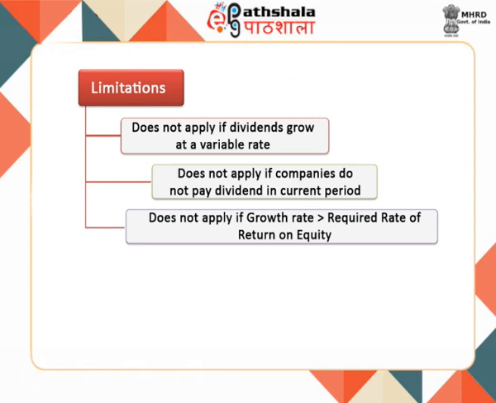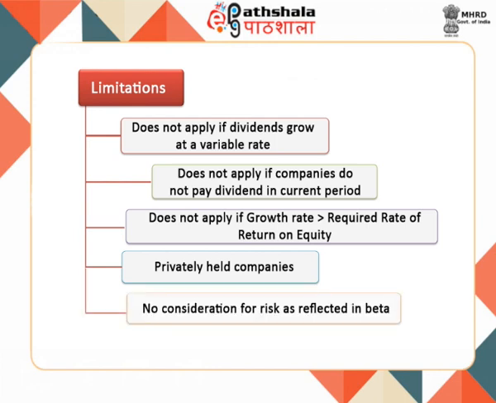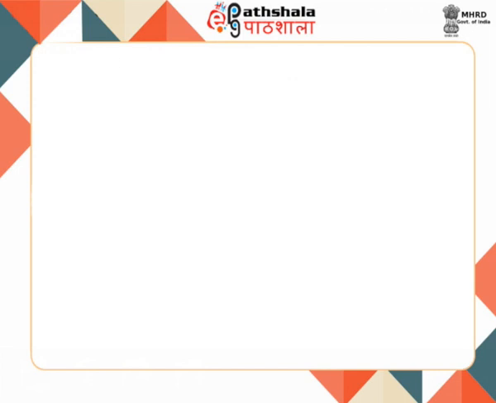The model requires current market price of the share, which is easily available for listed companies whose shares are traded in the stock exchanges. However, the stock price of a privately held company is not available and thus requires an estimate of the share price. Thus, DVM is not applicable for all the companies. DVM does not consider the risk as reflected in beta. Therefore, many financial managers prefer the capital asset pricing model, CAPM, approach for estimating the cost of equity. Let us now proceed to the capital asset pricing model.